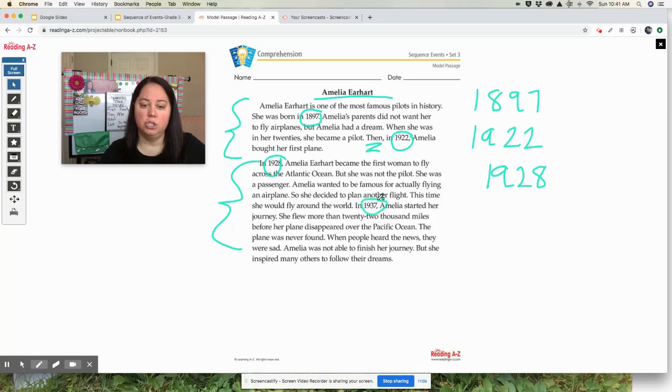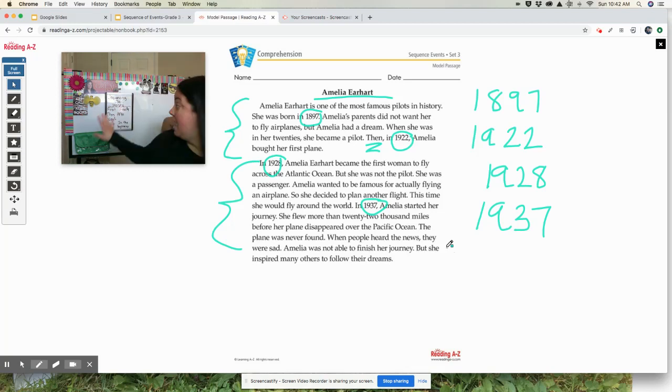1937, she started her own journey, right? This is when she said to herself, I want to be the first woman to fly around the world. So that's what I'm going to do. And she did that in 1937. Again, this is an informational text, so it has a lot of dates, not as many clue words, but that's okay. It's important to look for both things.